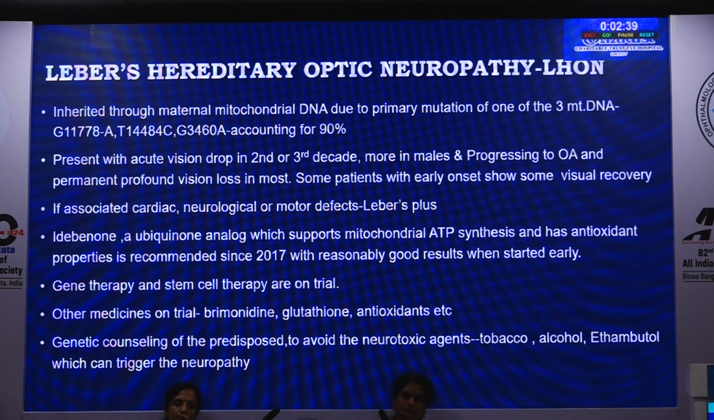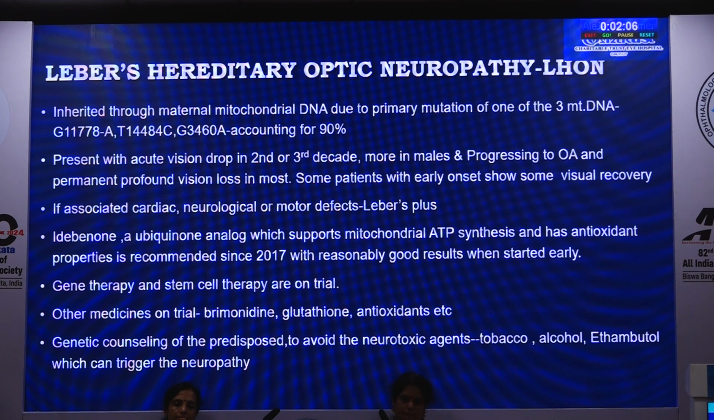So this Leber's hereditary optic neuropathy is inherited through maternal mitochondrial DNA due to primary mutation of one of the 3 mitochondrial DNAs, and these 3 account for 90% of the cases. They present with acute drop in vision in about the second or third decade, more in males, progressing to optic atrophy and permanent and profound vision loss in most of the cases. Some patients who had an early onset may recover, and they may have associated cardiac or neurological involvement.